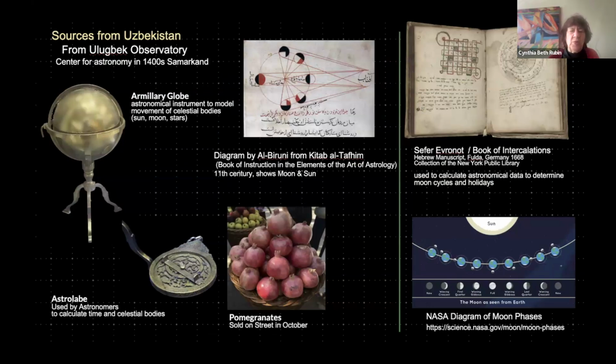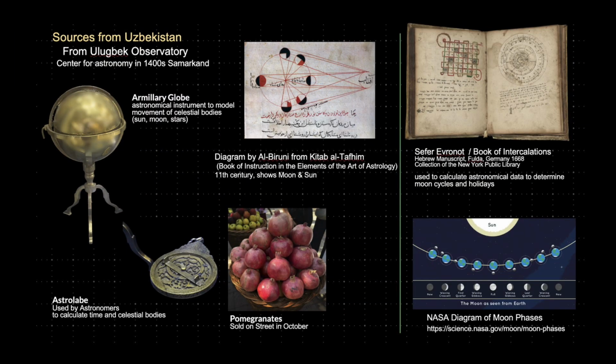So this is my current work. After the trip to Uzbekistan, I was really struck by the history of astronomy, the research in Samarkand, and thinking about different ways that people have represented the calendar and the moon, and then pomegranates, which of course were everywhere in October, but they also are a symbol of the new year and fertility, and New Year in many traditions. And so I've grabbed onto the pomegranates.